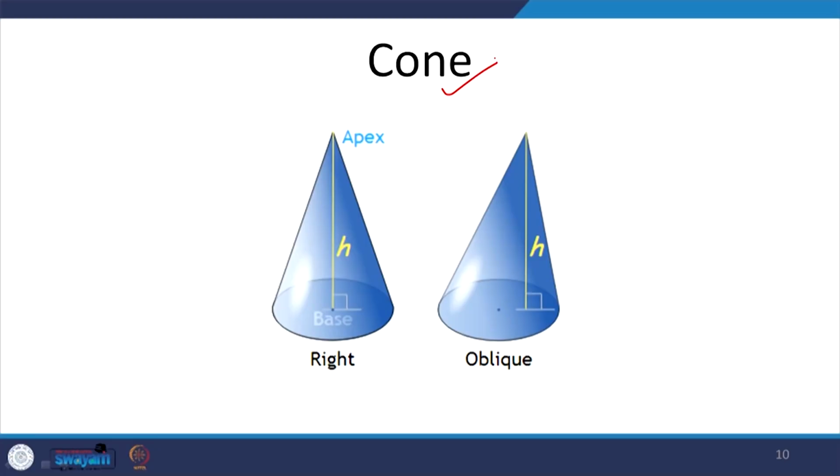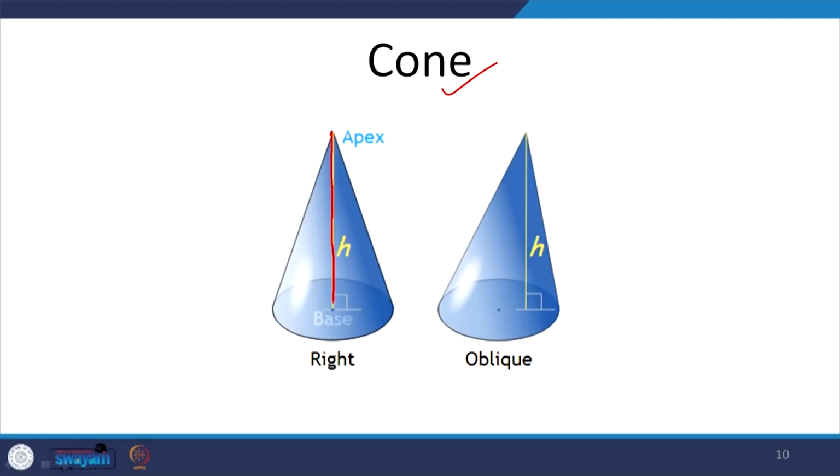The next solid of revolution is the cone, which is again very simple. Now, how do we arrive at a cone? The cone is formed by rotating a right angled triangle about its perpendicular side by 360 degrees. So, if we revolve this right angle triangle about its perpendicular side, then we will get a cone.